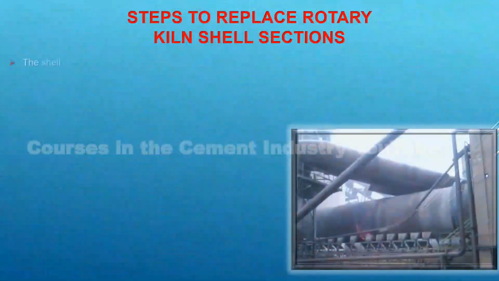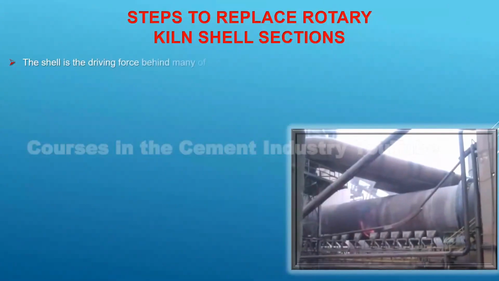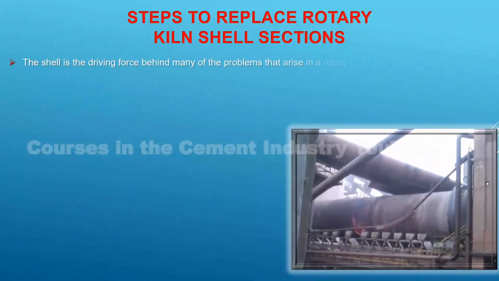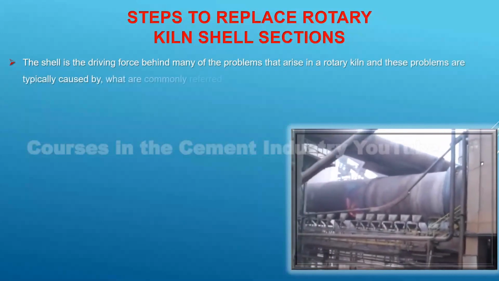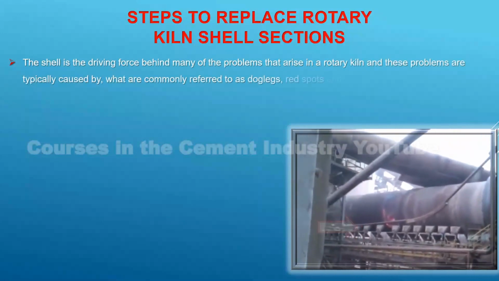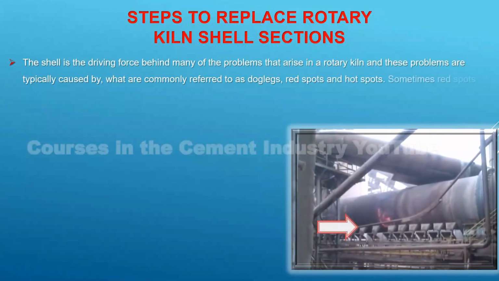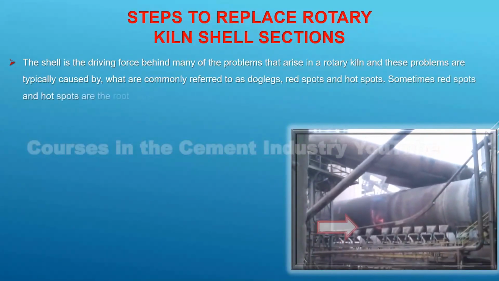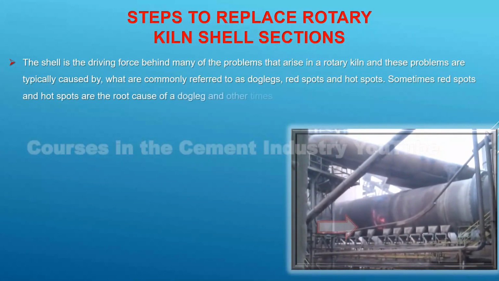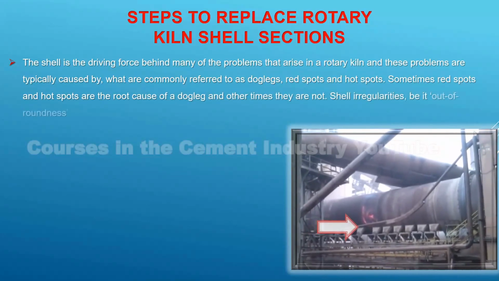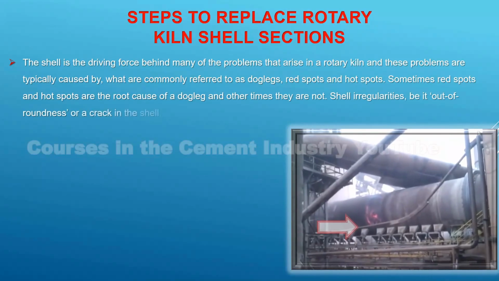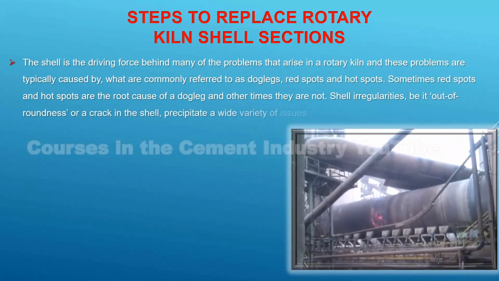The shell is the driving force behind many of the problems that arise in a rotary kiln, and these problems are typically caused by what are commonly referred to as doglegs, red spots, and hot spots. Sometimes red spots and hot spots are the root cause of a dogleg, and other times they are not. Shell irregularities, be it out of roundness, or a crack in the shell, precipitate a wide variety of issues.